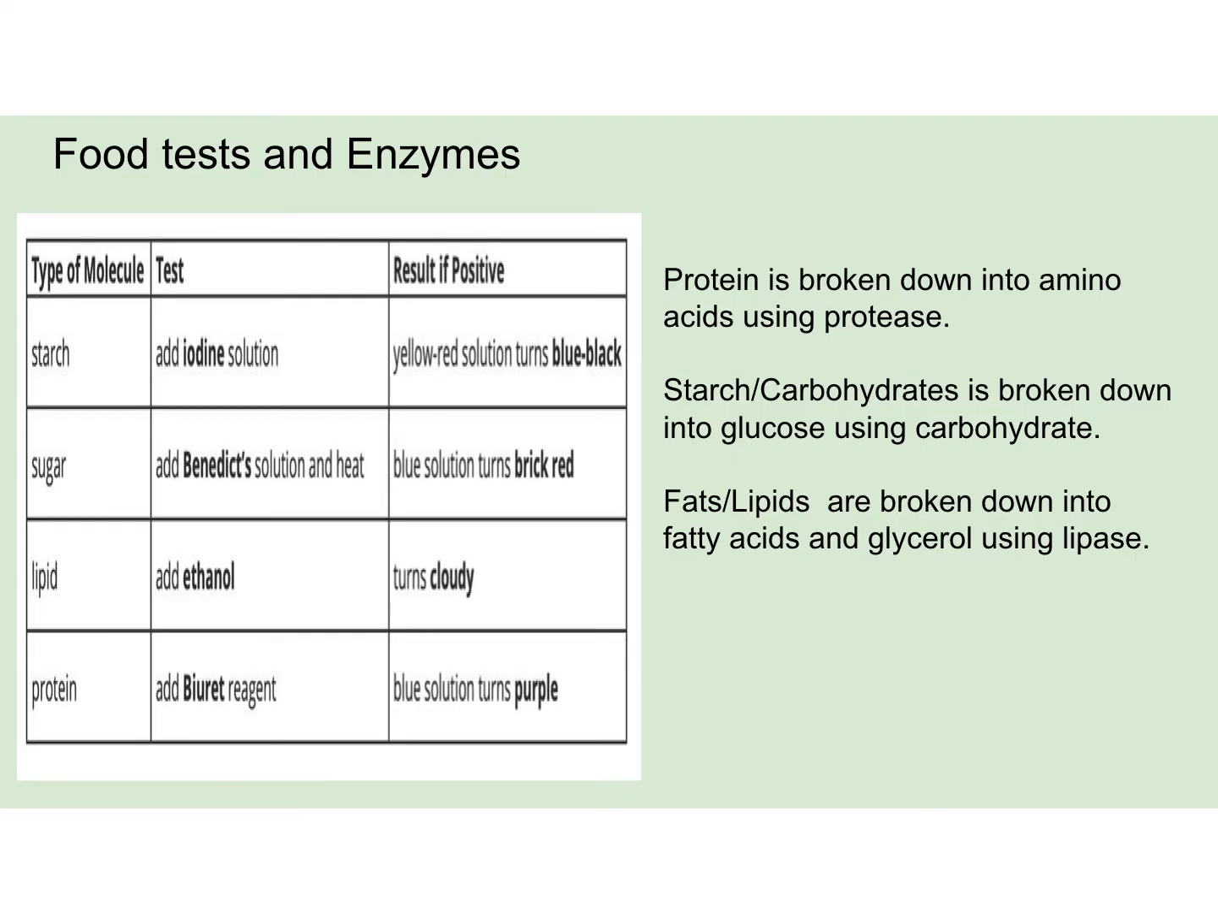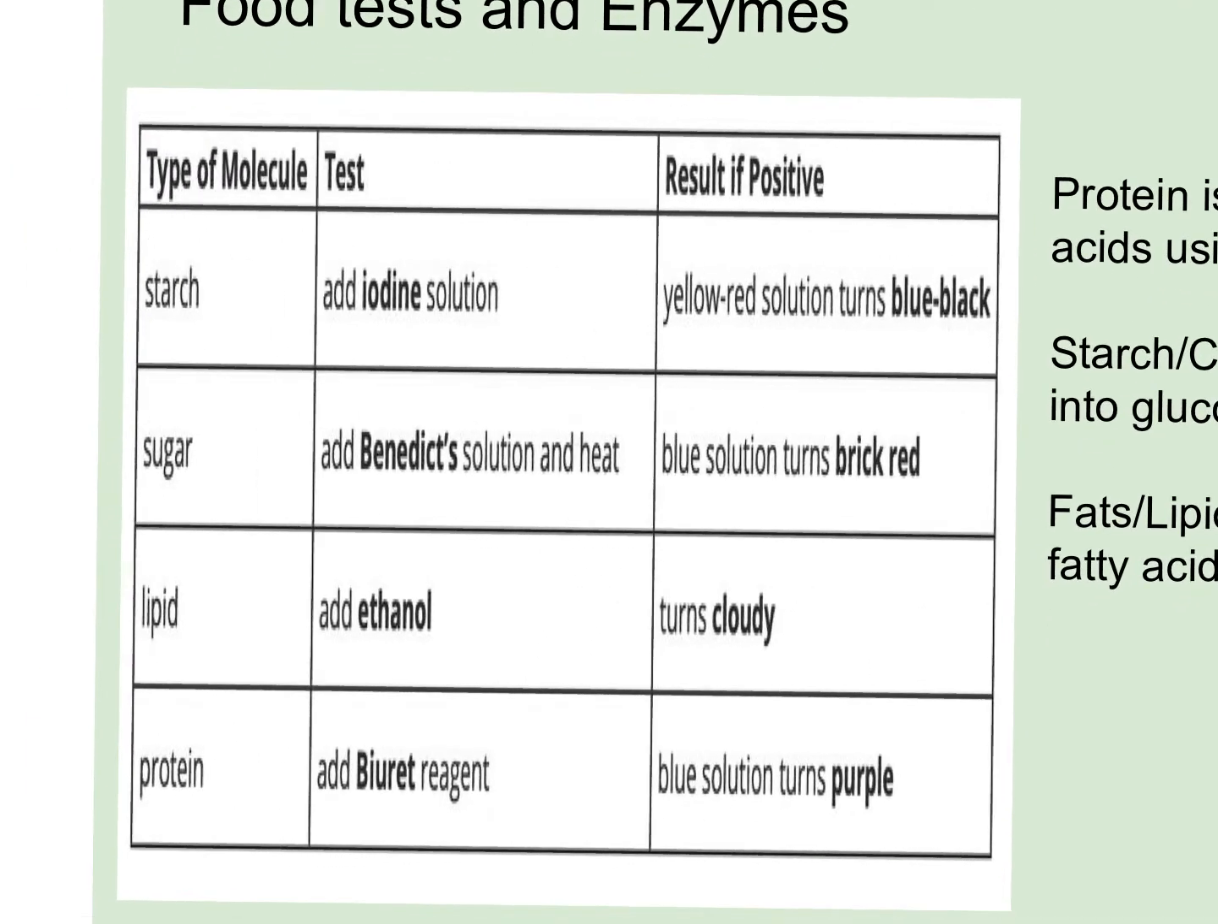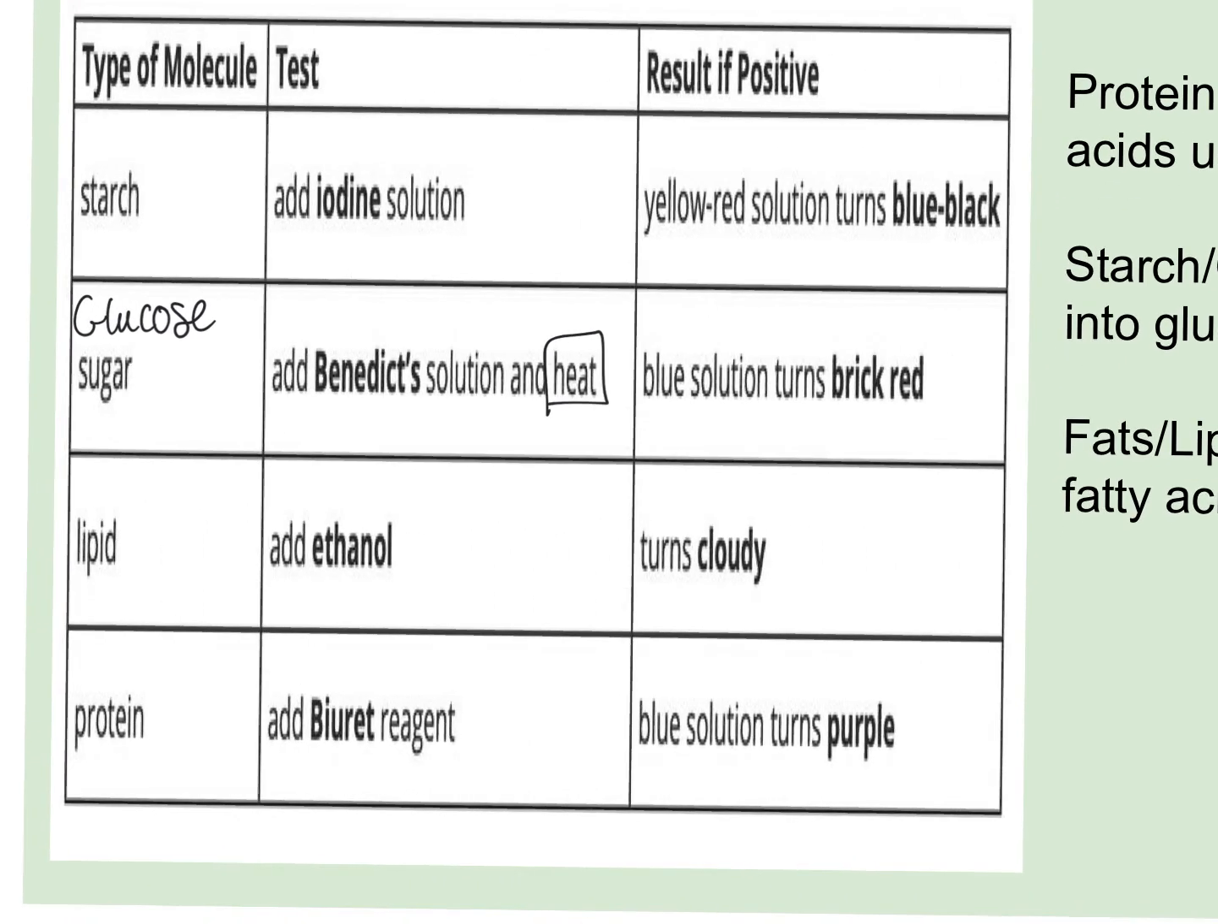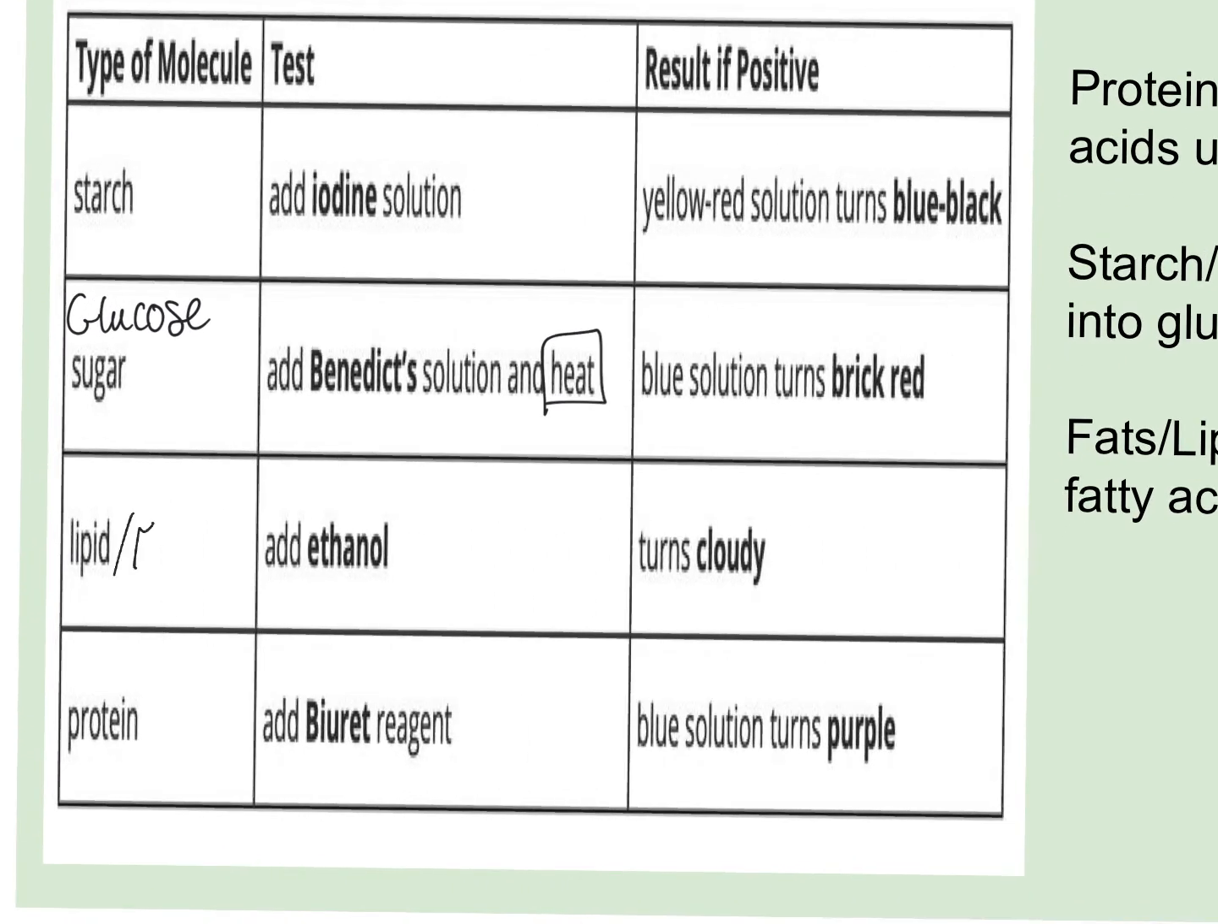Okay, so to test for starch, you need to add iodine. If starch is present, it will turn from yellow to blue-black. Okay, to test for sugars, and we tend to mean glucose, that's the big sugar that we mean, add Benedict's solution and heat, that's really important. It turns from blue to brick red. Okay, lipids, or sometimes we call them fats, add ethanol and it'll turn cloudy, and then proteins, add biuret. So notice them words are very similar, biuret, and the blue solution turns purple, okay, you need to know that.